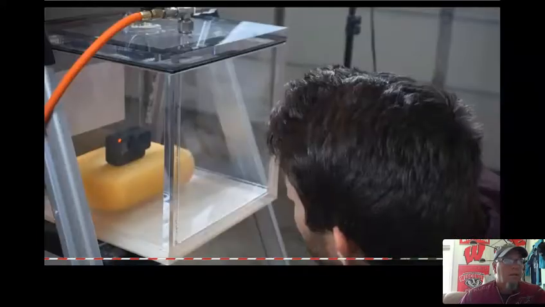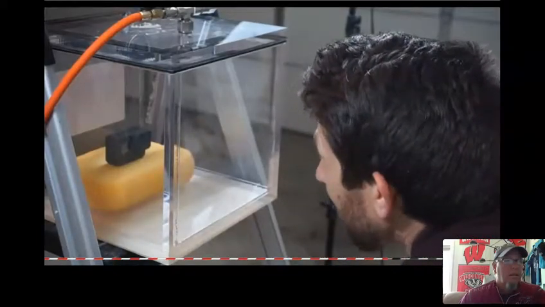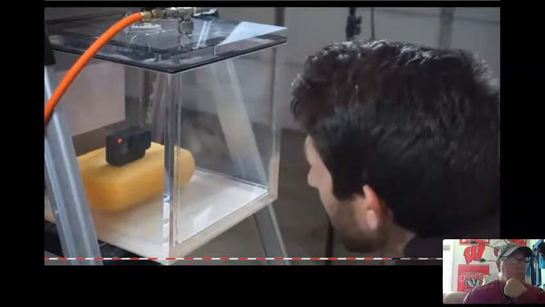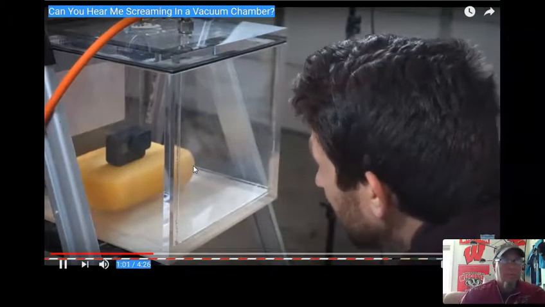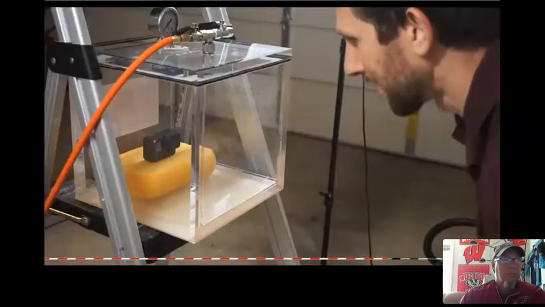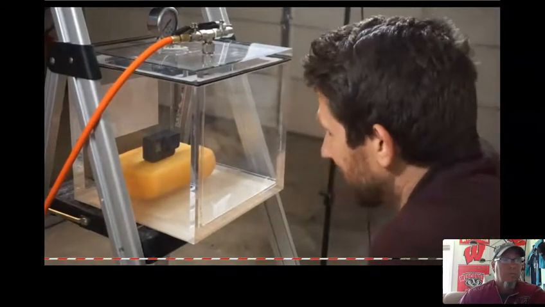That sound you hear is the air being sucked out. We're at 0.5 atmosphere, so half an atmosphere already. Going down. Houston, can you hear me? We have a problem. Okay, we are at maximum vacuum now, so let's see if we can hear me.